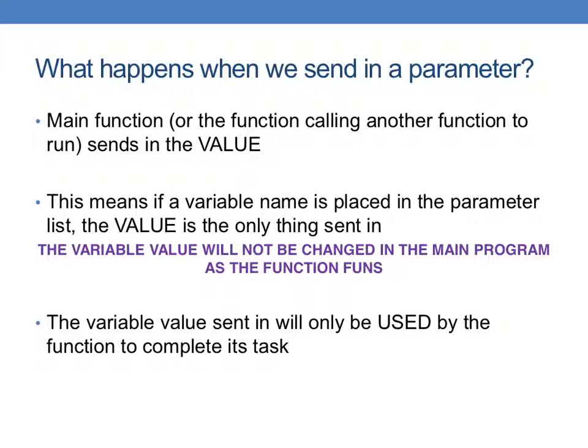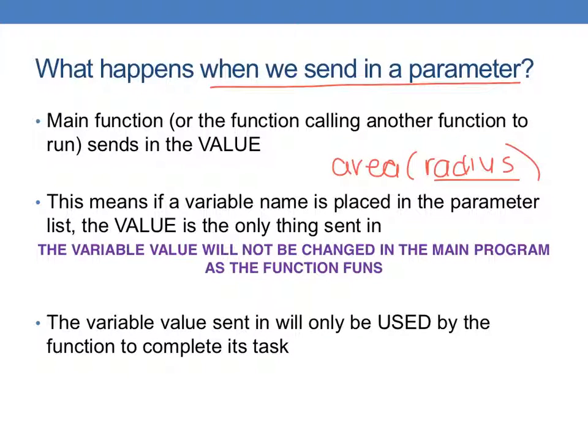Before we talk about functions with multiple parameters, we're going to talk about what happens in general when we send a parameter into a function. So when we have something like area, and then we have radius, and we're sending in this radius, the main function just sends in a value. Now, you're probably thinking, duh, Miss Wardecki, but what you need to note is it's not sending in this entire variable. It's sending in just the value of that variable. It basically looks at radius, finds the value, and sends the value.